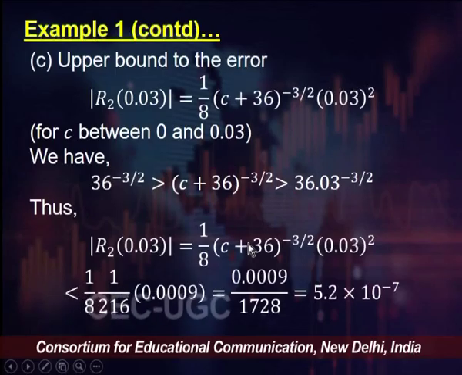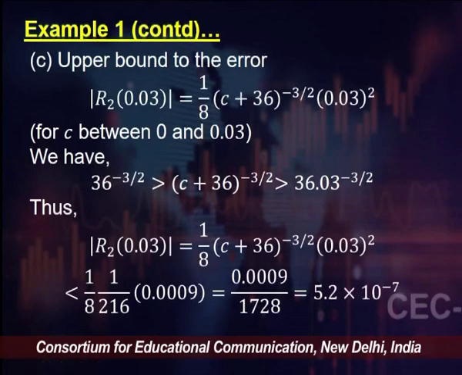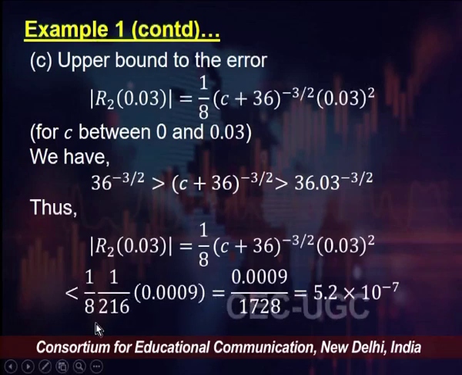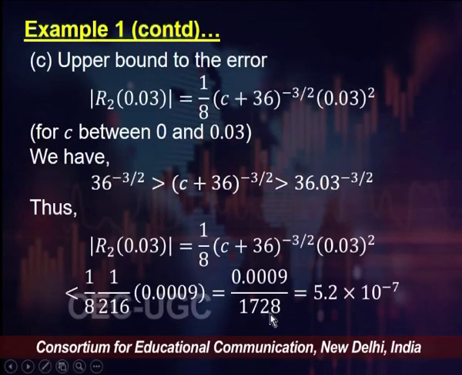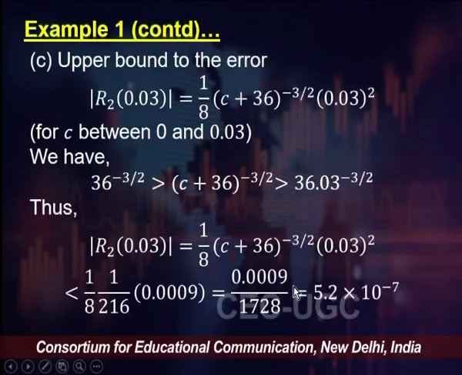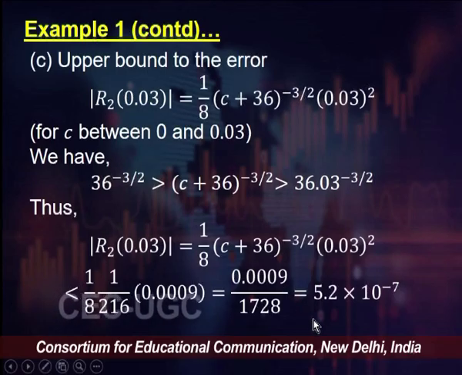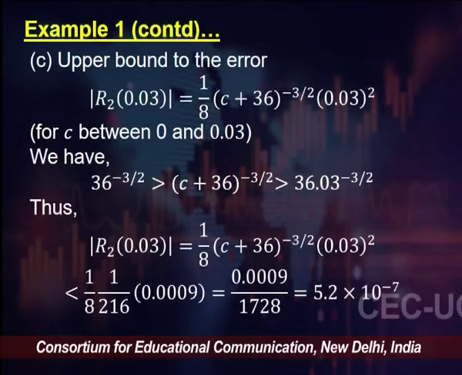which in turn gives me the expression here for the upper bound, because 36 to the power minus 3 by 2 would be 216, right? That's the upper bound. So I have the upper bound as 1 by 8 times 1 by 216 times 0.03 squared, which is 0.0009, and once you calculate the expression, that's 0.0009 divided by 1728, which is then equal to 5.2 into 10 to the power minus 7. That's your upper bound. That's the maximum error you're making.